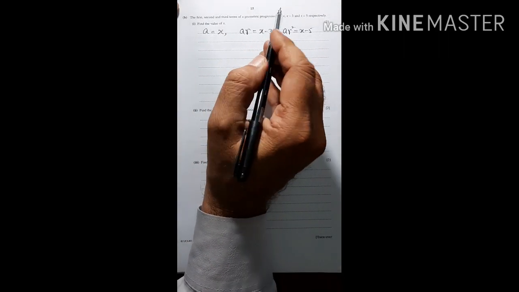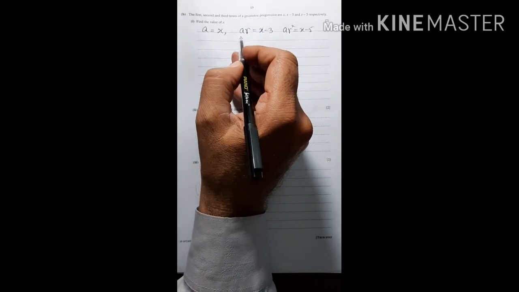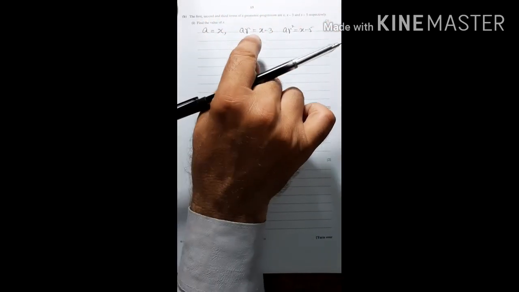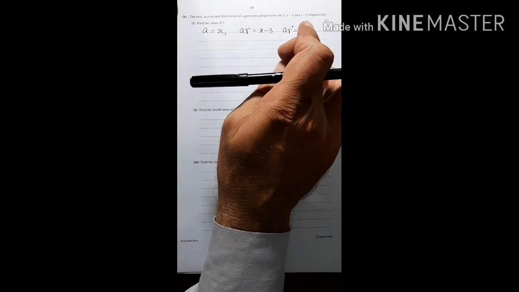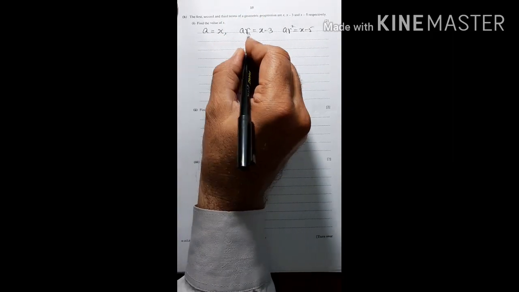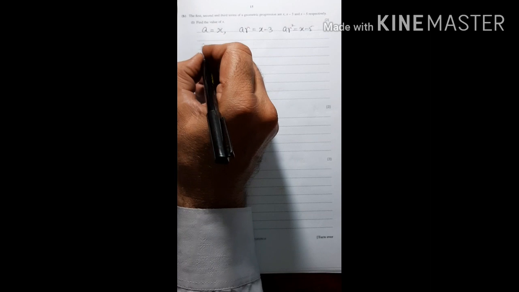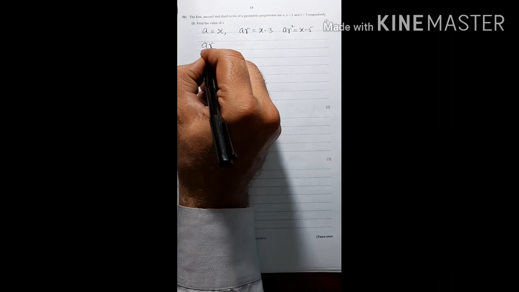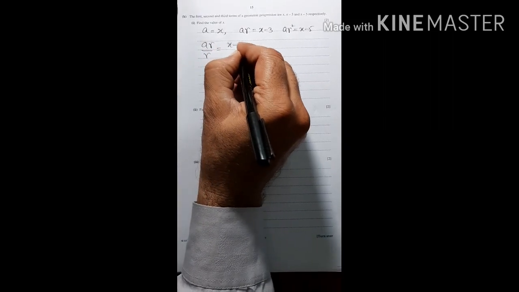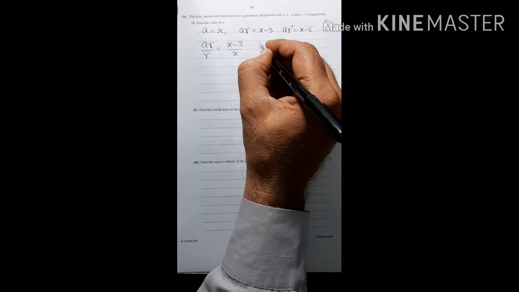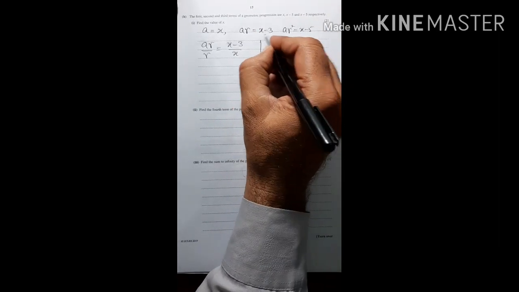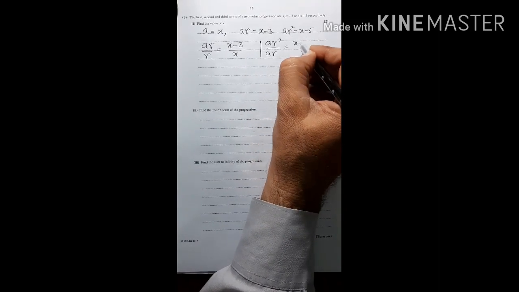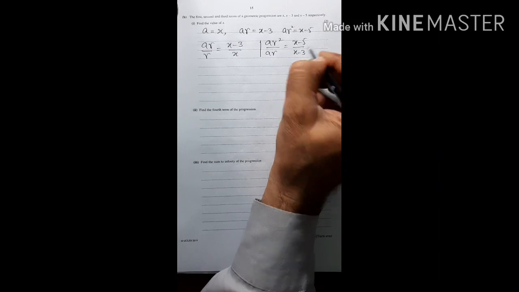Now we know the r, which is called common ratio, is the ratio of second to first term or third to second term. So the ratio of second to first term is ar over a, which is x minus 3 over x, or the ratio of third to second is ar square over ar, which is x minus 5 over x minus 3.